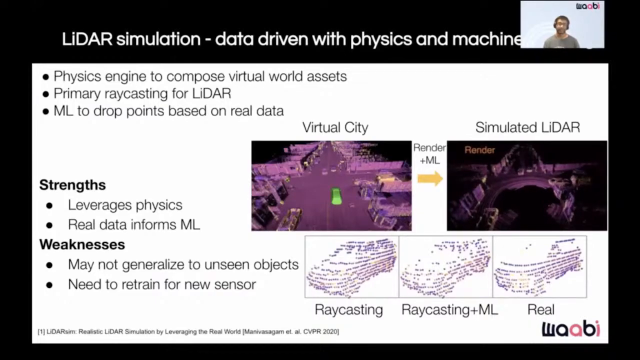This approach combines the best of both techniques, using our prior knowledge of the basic physics to generate the initial rendering, while applying machine learning to handle the higher order physics. We can see in the bottom figure that using machine learning makes the simulated point cloud better match the real one. The disadvantage of this approach is that it may not generalize well to unseen objects, and the ray drop network would probably need to be retrained if we want to simulate a different type of LiDAR sensor.